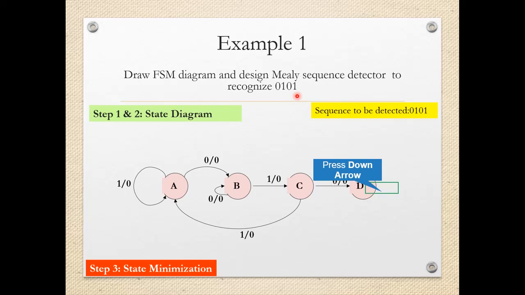In D state, now we have to check for the last bit. If 1 comes, the sequence will be correct, completed. So we have to make the output equal to 1. And if 0 comes, what will happen? If 0 comes, then go to state B. Why? Because now the sequence will be 0 1 0 0.